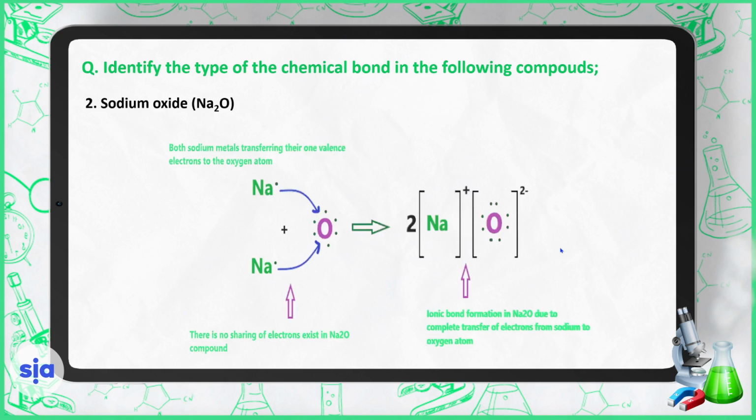Sodium oxide. Sodium is a metal and oxygen is a non-metal. Sodium tends to lose electrons, so we need 2 sodium atoms to lose 2 electrons to give them to the oxygen. And oxygen will gain 2 electrons from the sodium to form the sodium oxide compound. And this is, of course, an ionic bond.